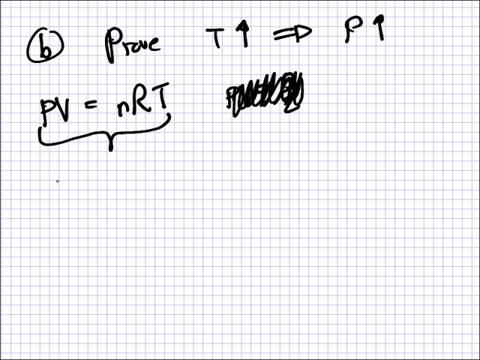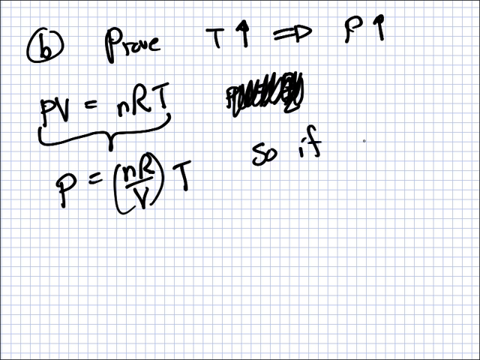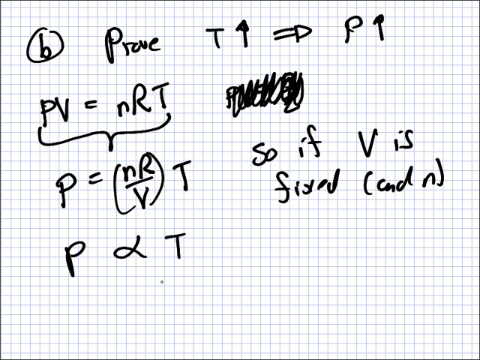Yeah, because if I rearrange this, I can get P equals nR over V, T. So if V is fixed, and of course n as well, but usually it is because you're not letting anything leak out, then that means P is proportional to T. Sorry, n is the number of moles. Okay, so that's it really then. So it just comes from the ideal gas law.